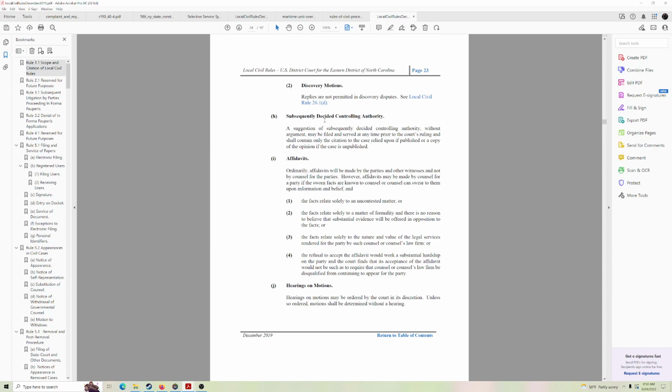H. Subsequently decided controlling authority. A suggestion of subsequently decided controlling authority, without argument, may be filed and served at any time prior to the court's ruling, and shall contain only the citation to the case relied upon if published, or a copy of the opinion if the case is unpublished.